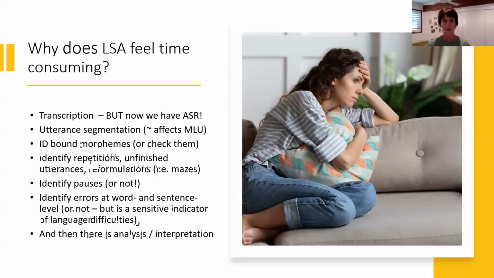And then you've got to identify bound morphemes or check them, although we do have computer programs for that as well. You need to identify repetitions, unfinished utterances, reformulations. So look at mazing behavior, we call it. You may want to identify pauses. Then you may want to identify errors at word and sentence level, or not, but we do know it's a sensitive indicator of language difficulties. And then, of course, there's the whole analysis and interpretation. And the combination may feel like it's just too much work.